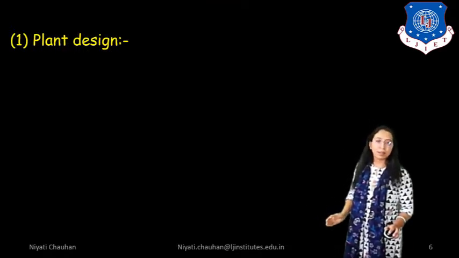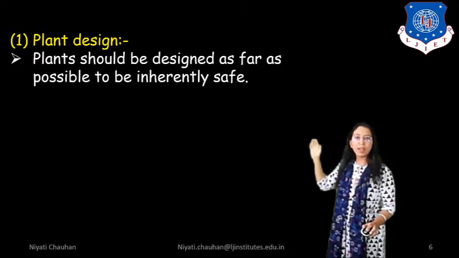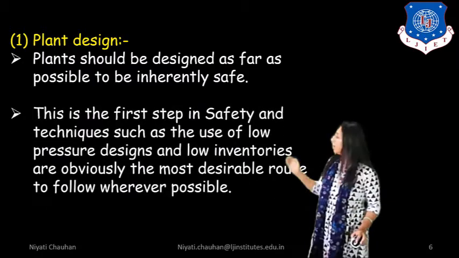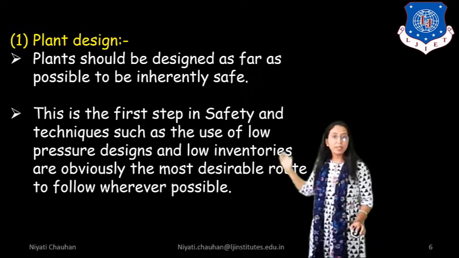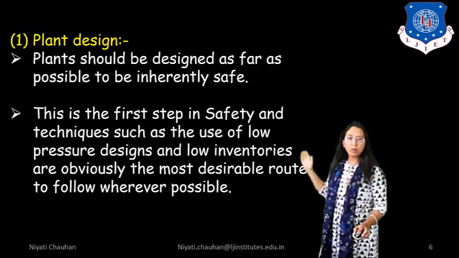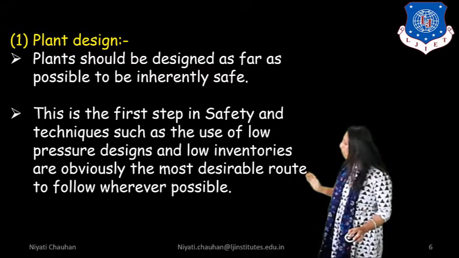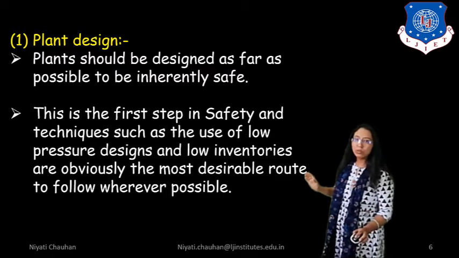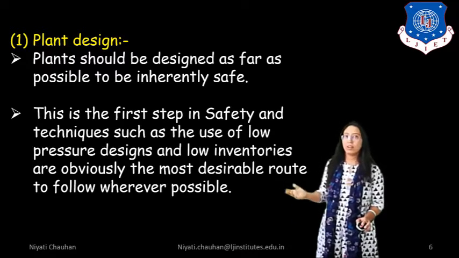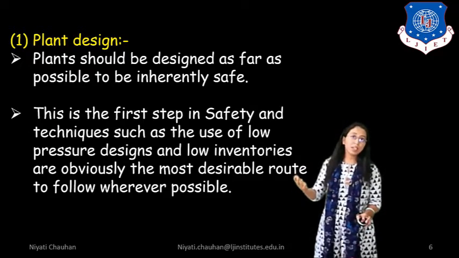First, plant design. The plant should be designed as far as possible to be inherently safe. This is the first step in safety, and techniques such as the use of low pressure design and low inventories are obviously the most desirable route to follow wherever possible. So our first step is how to design our plant so that we can reduce risk in our plant.